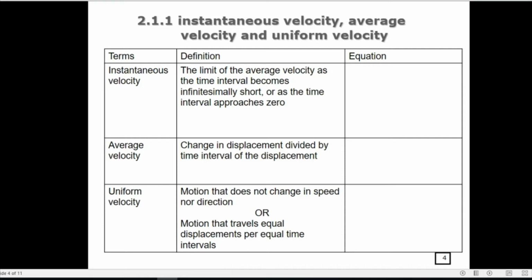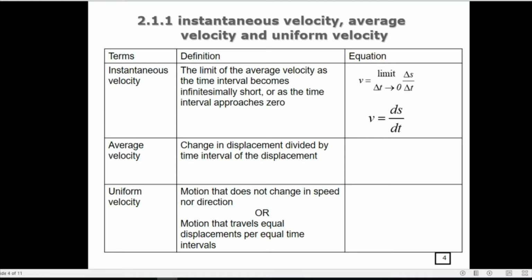Under the first part, chapter 2.1, we're going to discuss the instantaneous velocity, the average velocity, and the uniform velocity. We're going to learn the terms involving each velocity: instantaneous, average, and uniform. The instantaneous velocity is defined as the limit of the average velocity as the time interval becomes infinitesimally short, or as the time interval approaches 0. In the equation, we take a small interval of time, delta t approaching 0, and take the limit of the displacement over the time interval. The definition gives v equal to ds by dt.